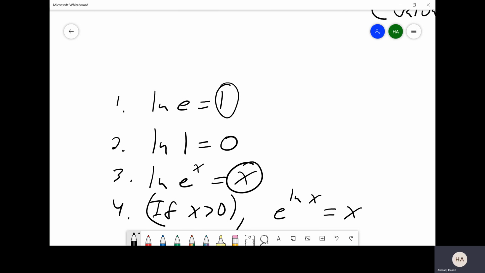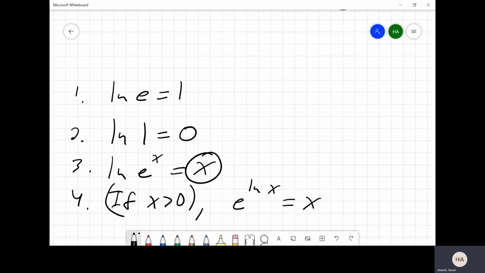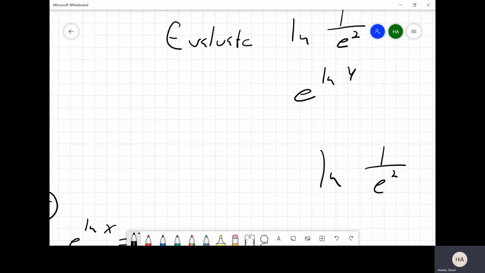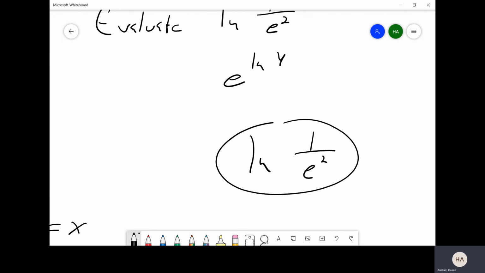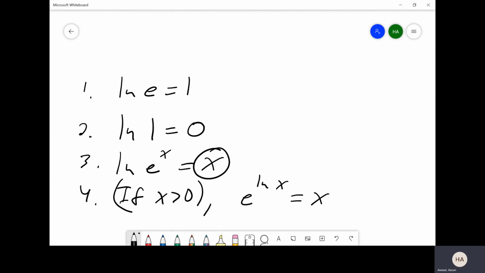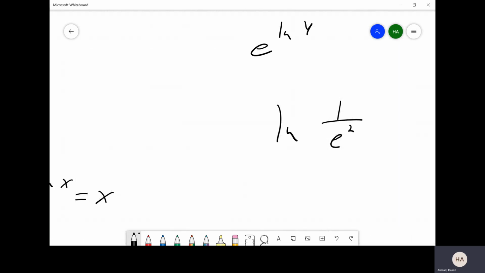It's e to the first power, and you would just get 1 back, right? So with 3, that's the one that I'm going to be trying to use here. I want to try to get this to be in the form of natural log of e to some power. If I can do that, then whatever my power is, that's my answer. That's it. So I have 1 over e squared.